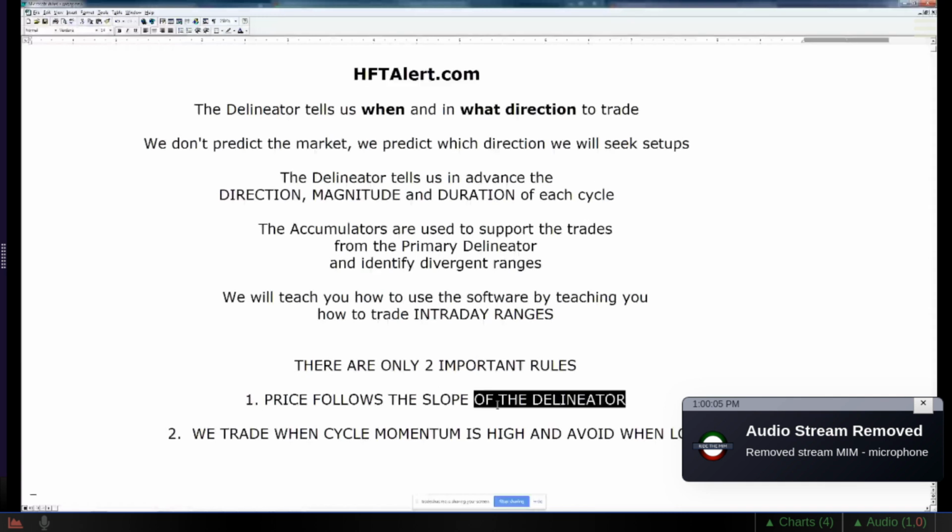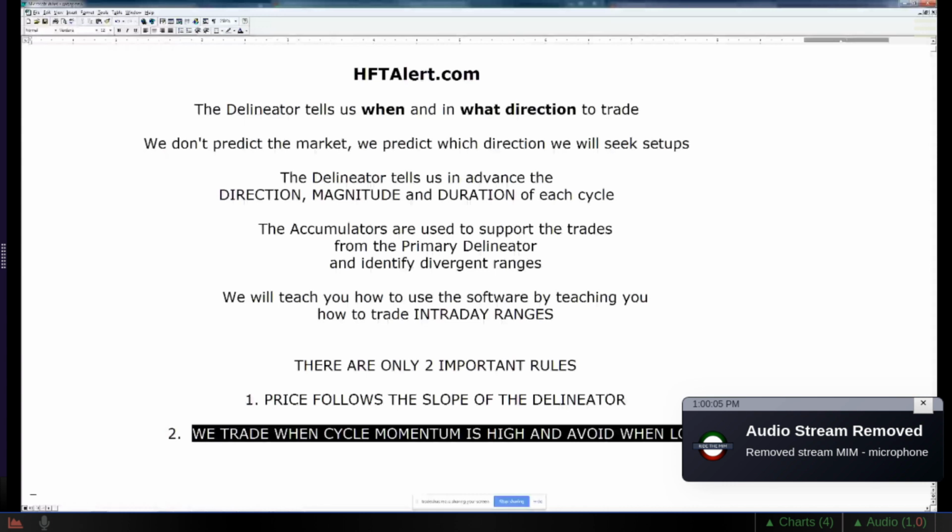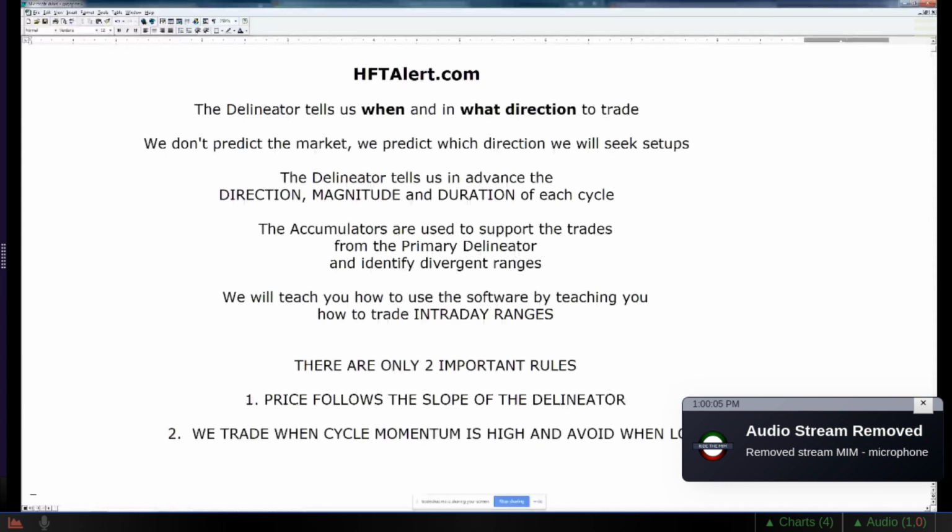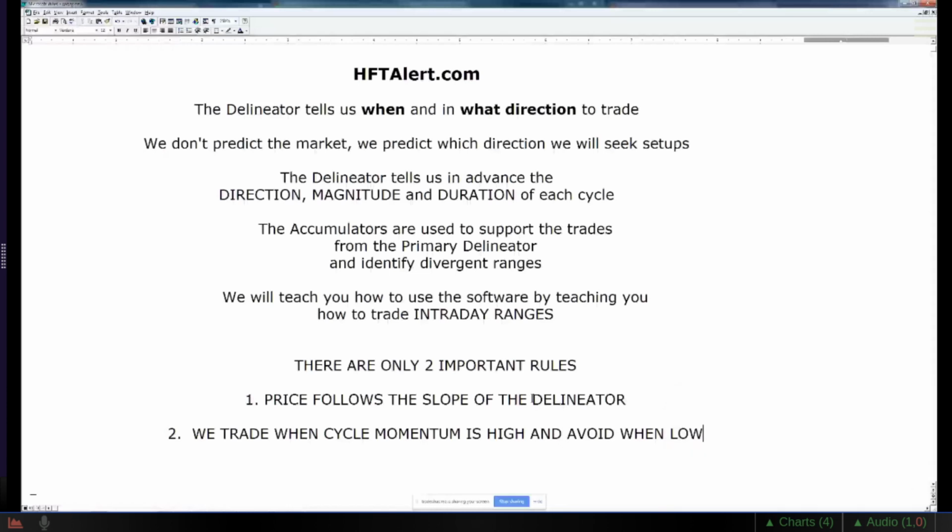We have these two very basic, simple rules. Rule number one is price follows the slope of the delineator. And number two is we trade when cycle momentum is high and avoid when low. Now, none of our software is based on price. So when I say cycle momentum, I don't mean how much price has moved up. Cycle momentum is a function of the change in signal weight, which is market breadth, measured by the delineator. And the relationship of cycle momentum and signal weight and when and in which direction we are going to trade is something that I can tell you in 2 sentences.